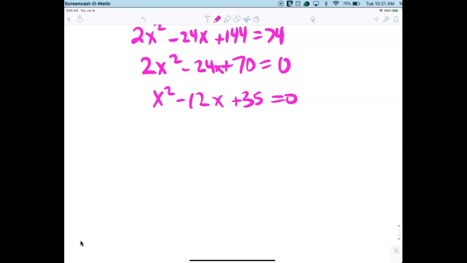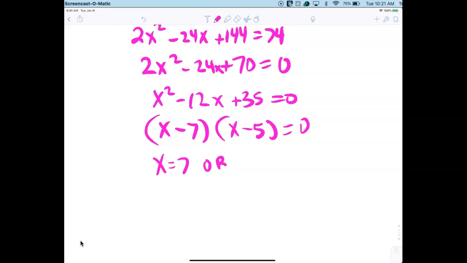Now you should be able to quickly tell me what are the factors of 35 that make 12? 7 and 5. Good. So now we just say x minus 7, x minus 5. So x is equal to 7 or x equals 5.